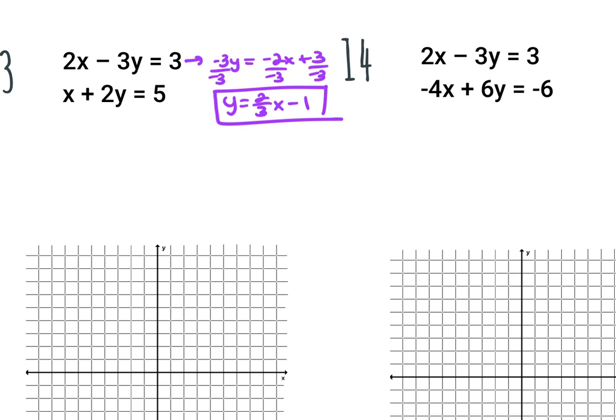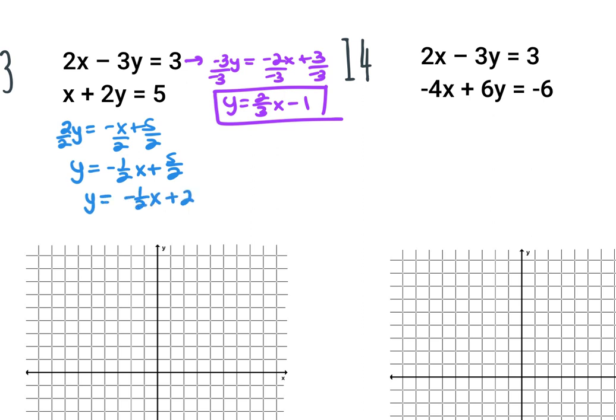And then x plus 2y equals 5. So 2y would equal -x plus 5. Divide by 2. And y equals -1/2 x plus 5/2. I'm going to eventually have to get that into mixed number format, so you could do it now if you want, because we're going to have to plot it like that. 5/2 would be 2 1/2.